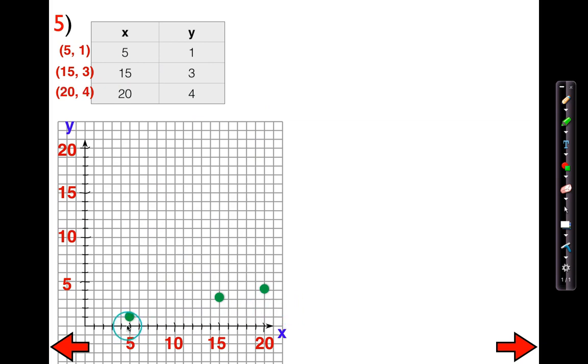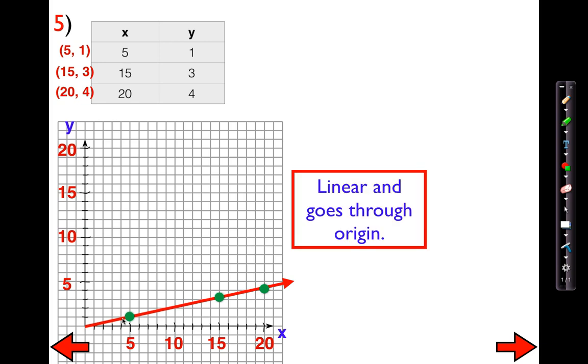So using a straight edge, we're going to connect these points. Voila! I know for a fact it is a proportional relationship. Why? Because in the graph, I see that it's linear and it goes to the origin. So guess what? That means it has a constant of proportionality. It has a unit rate.